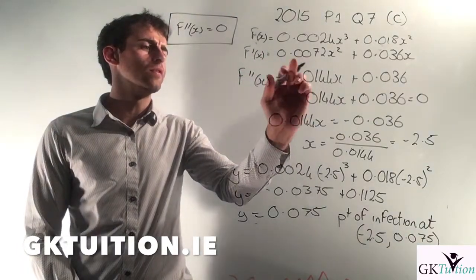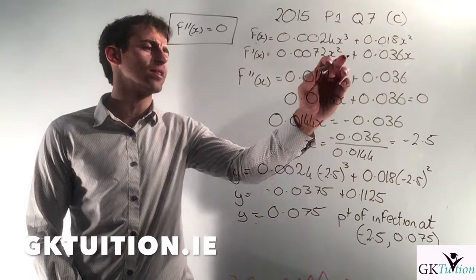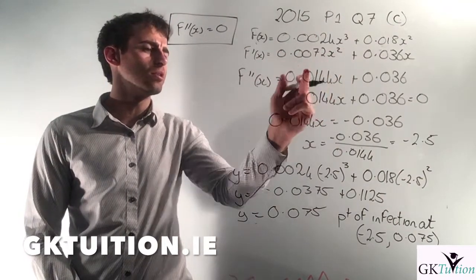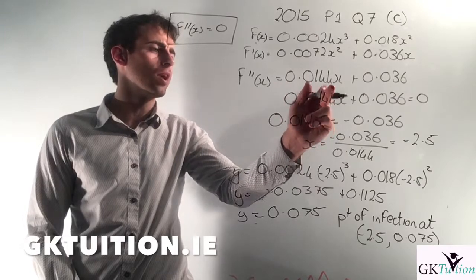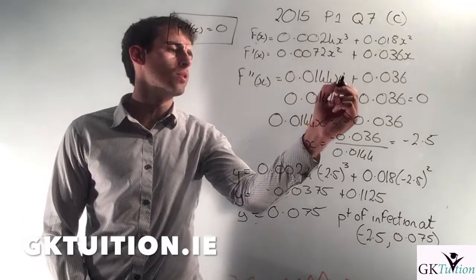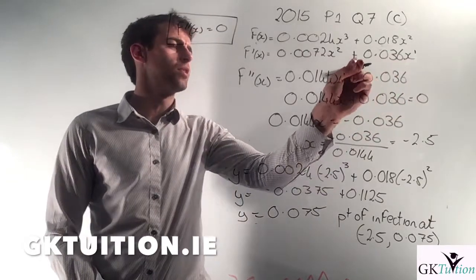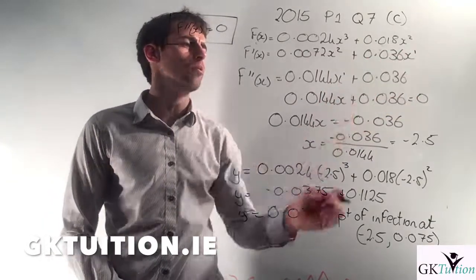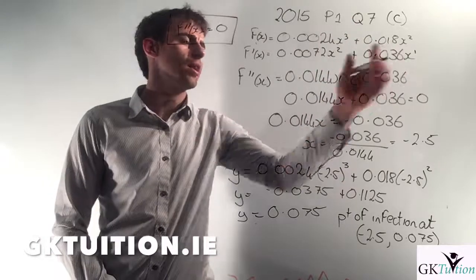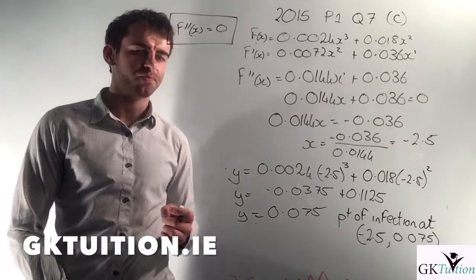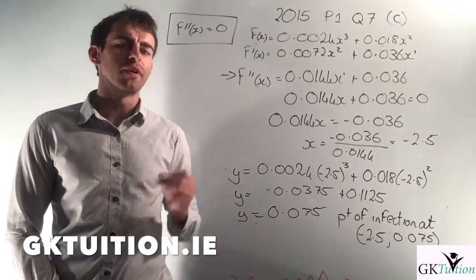So to get our second derivative, we need to differentiate our first derivative. So if our first derivative is 0.0072x squared, you bring the power in front, 2 by 0.0072 is 0.0144, and the power of x decreases by 1, so that's x to the power of 1. My second term here in my first derivative is 0.036 x to the power of 1, so you bring the power in front and you decrease the power of x by 1. So it's just 0.036. So this is my second derivative.